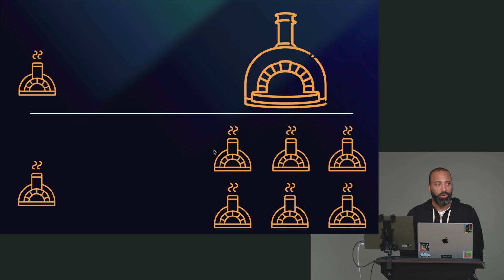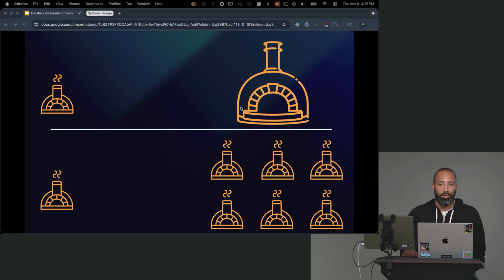The two types of scaling we're going to talk about are vertical scaling and horizontal scaling. And we'll go back to our pizza analogy. Vertical scaling in our pizza example is the equivalent of buying a bigger oven. That works, right? We want to make more pizzas, we can buy a bigger oven. What's the problem with that?